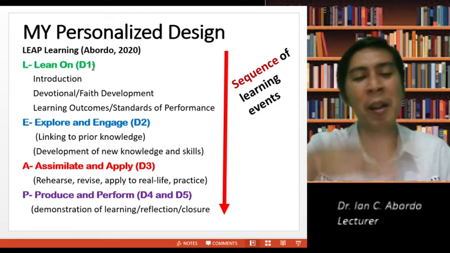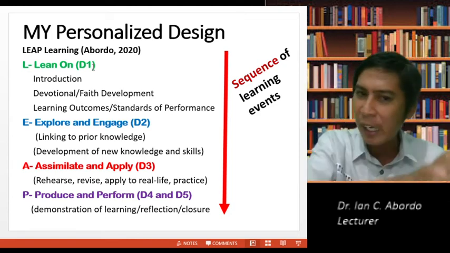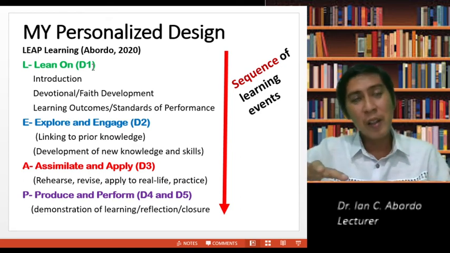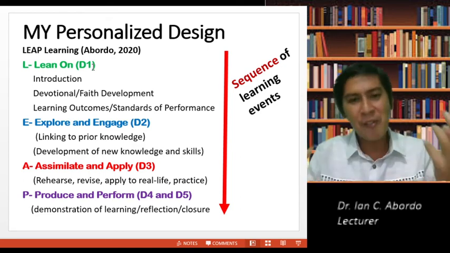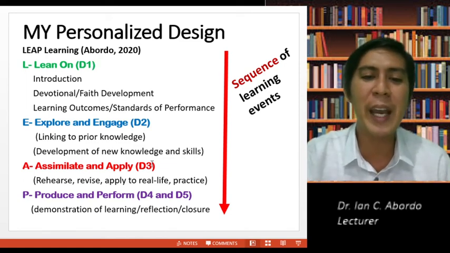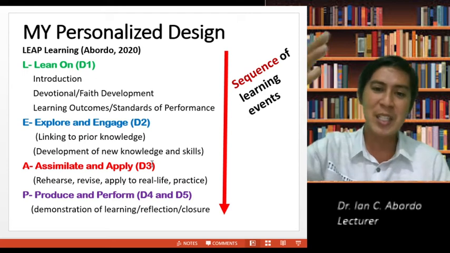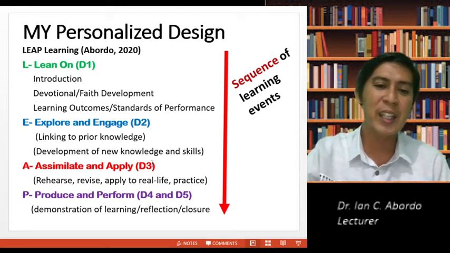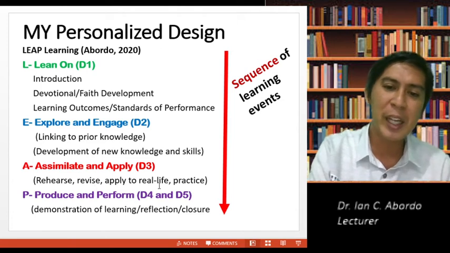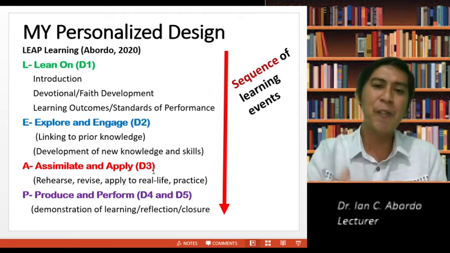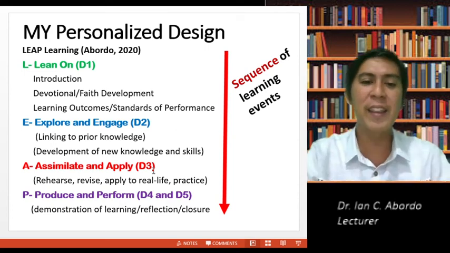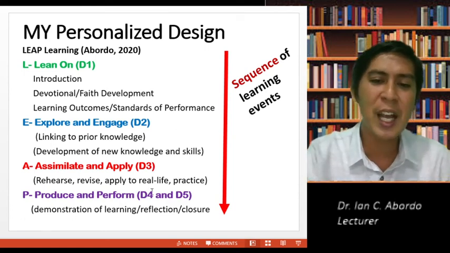Here we have changed the name. Instead of dimension one, positive attitudes and perceptions, lean on. That lean on encapsulates the idea of developing positive attitudes. I think you know what I mean. Assimilate and apply, we are saying, extending and refining knowledge here. Activities where students revise, rehearse, apply to real life and practice because you have to use knowledge. Then extend and refine, and then using knowledge meaningfully.